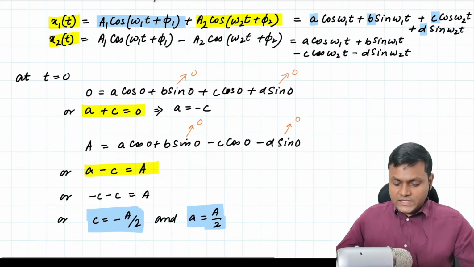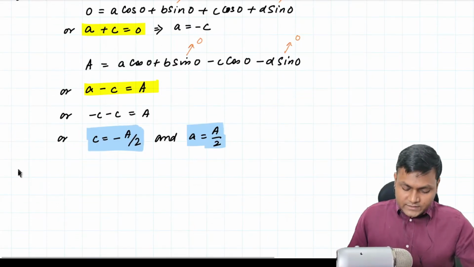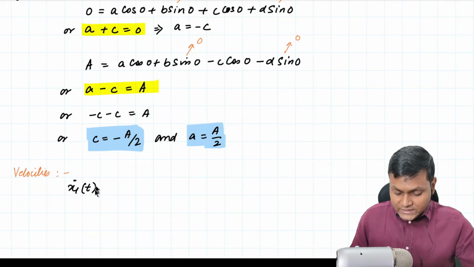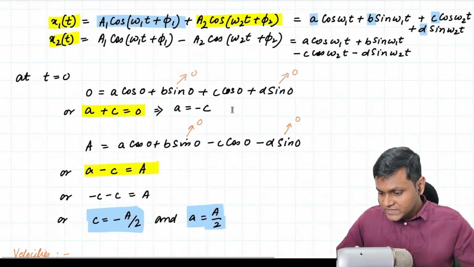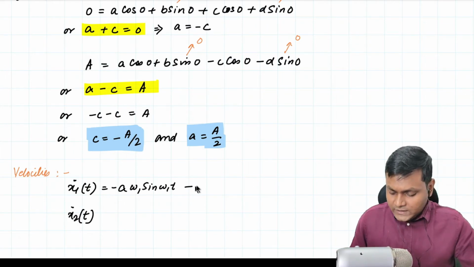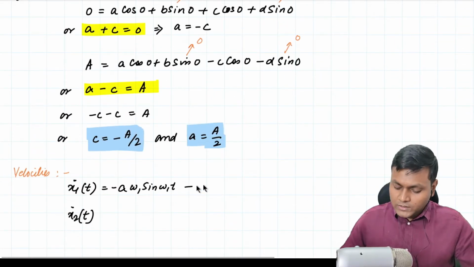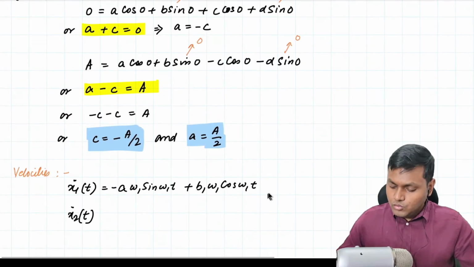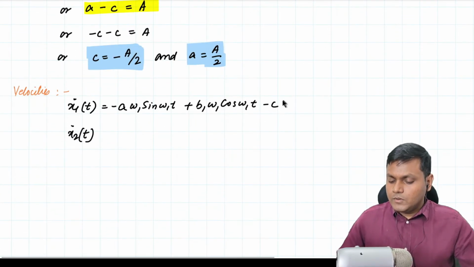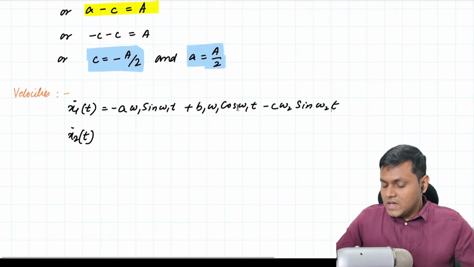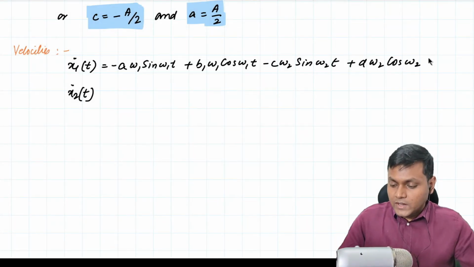To find out the constants b and d, I'm going to take the time derivative. That is, I'm going to look at the velocities. If I'm interested in finding out the velocities, I can find x1 dot of t and x2 dot of t. So x1 dot of t I can obtain from this expression as a omega 1 minus sine omega 1t, and b omega 1 cos omega 1t, and minus c omega 2 sine omega 2t, and we finally have plus d omega 2 cos omega 2t.